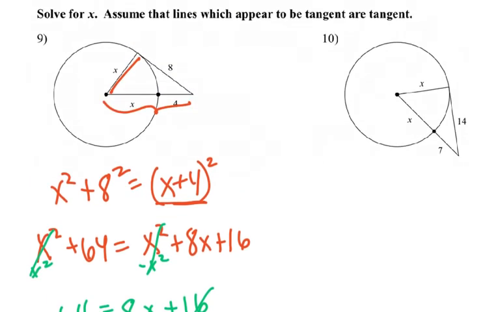Okay, and then number 10, x squared plus 14 squared is equal to, and then this is going to be x plus 7 squared. So pause the video, finish this last question, and come back and make sure you did it right.